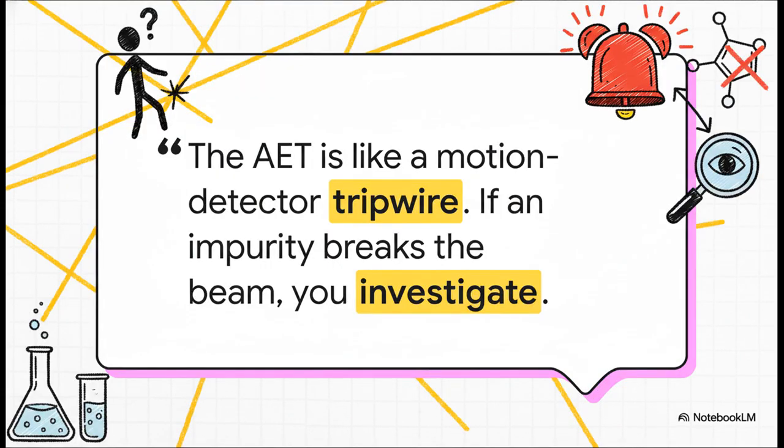This right here is the perfect analogy. The AET is not a safety limit. Please remember that. It is an analytical tripwire. If any unknown impurity shows up in your analysis above this AET value, alarms go off. It doesn't automatically mean the drug is unsafe. What it does mean is that you now have an obligation to stop, figure out what that chemical is, and do a proper safety assessment on it. It's the trigger for more work.